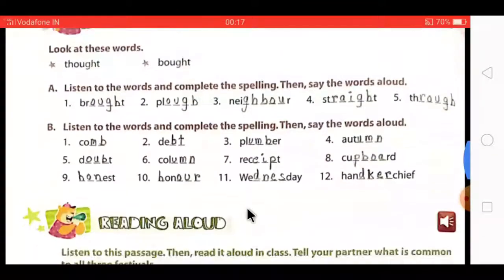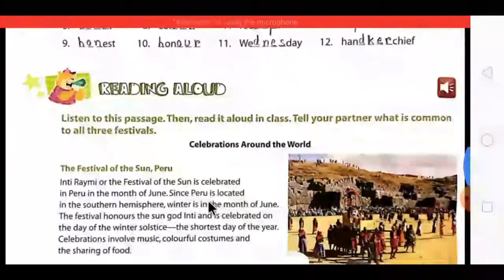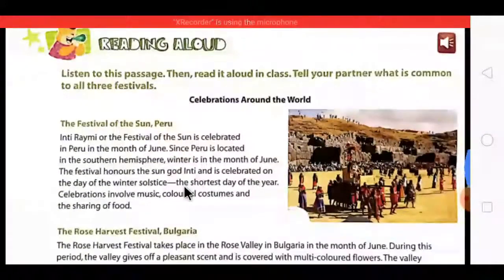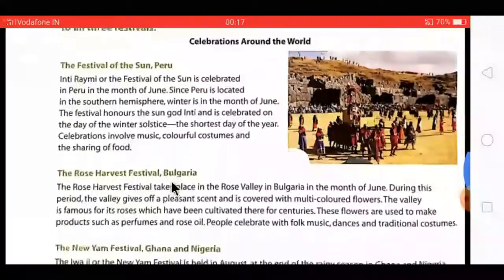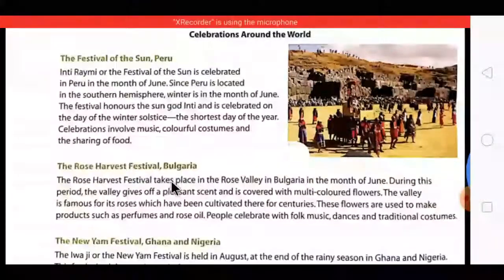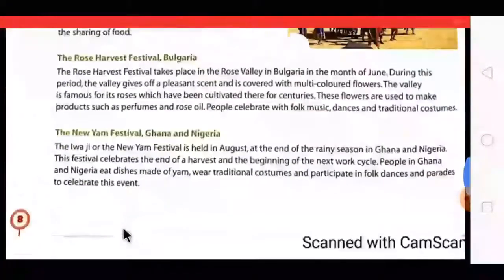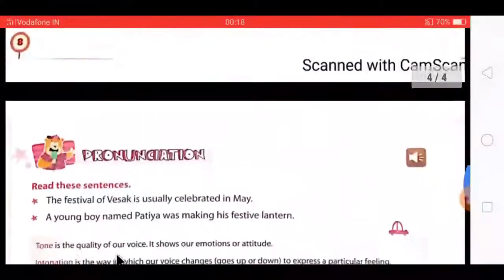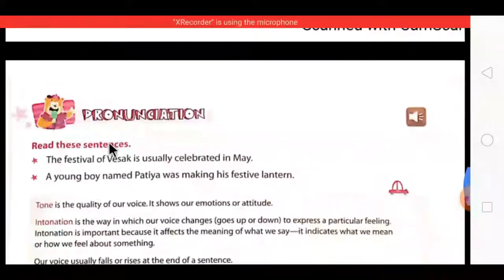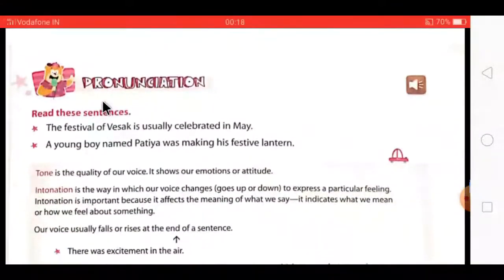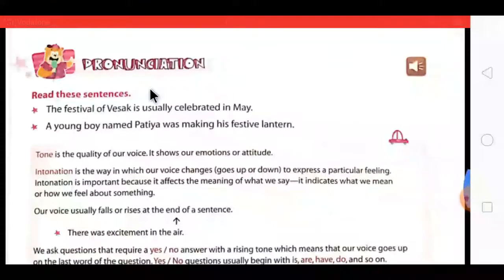Now dear students, the next one is about reading. You have to listen to the passage and read the passage. It is about the celebrations which are being done around the world in different states and different countries. It's given over here. Then let's come to the last part of our textual exercise, that is about pronunciation.